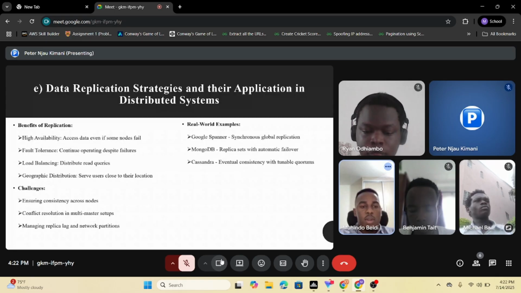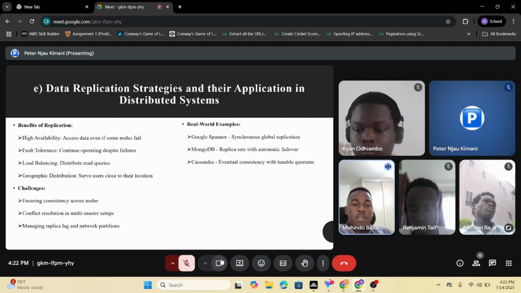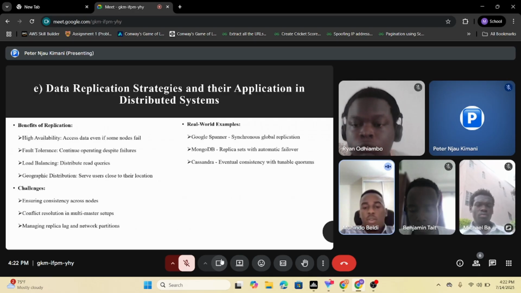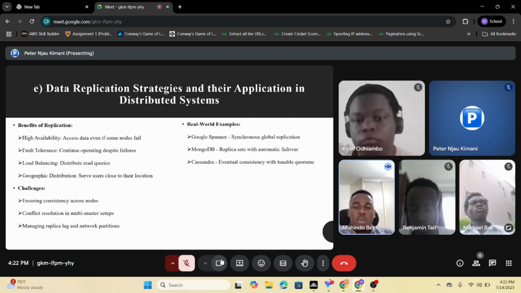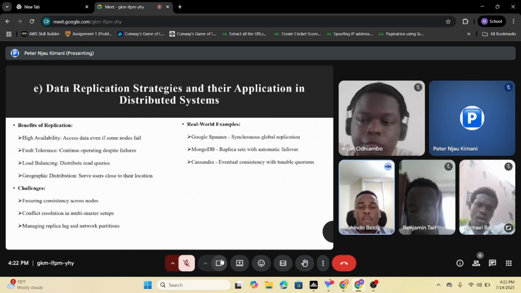So I will now talk about real-world examples. Google Spanner uses synchronous global replication to ensure consistency across continents. MongoDB uses replica sets with automatic failover, typically with asynchronous replication. Cassandra implements eventual consistency with tunable quorums for reads and writes, balancing consistency and availability based on needs.